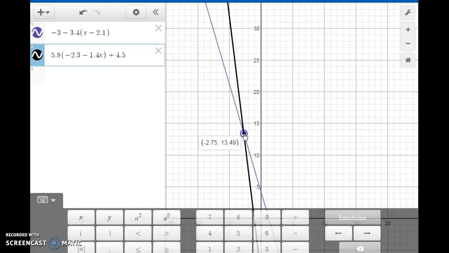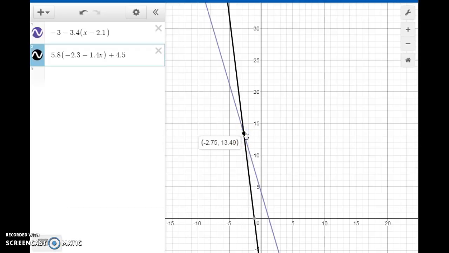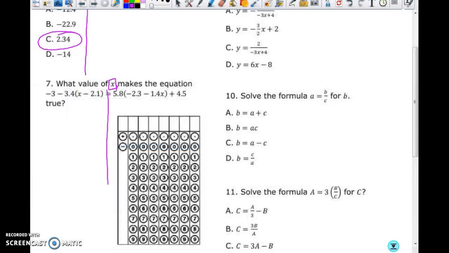Again, I'm looking for where my lines intersect. I found it right here. If I tap it, that x is equal to negative 2.75. So in your griddable, you would bubble in the negative, the 2, the point, and the 7, 5.